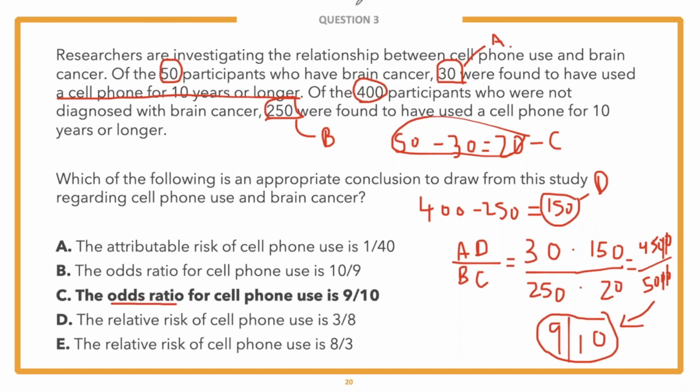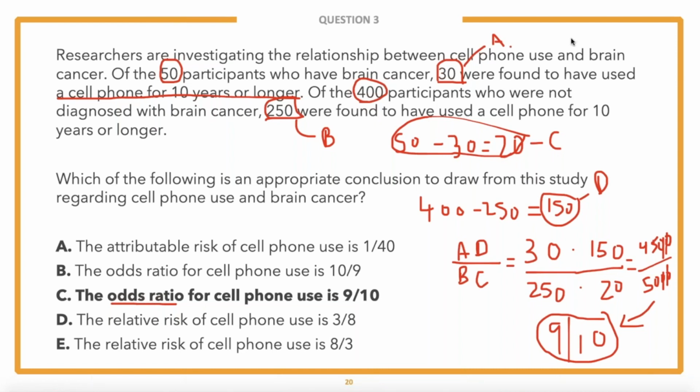Then let me plug it in. That is how we want to approach these questions, right? Let's look at some of the other options and check why they would not be the right answer. So option E, the relative risk for cell phone use is 8 over 3. Well, we're not calculating relative risk. A relative risk is calculated when we use a cohort study, when we're comparing risks.